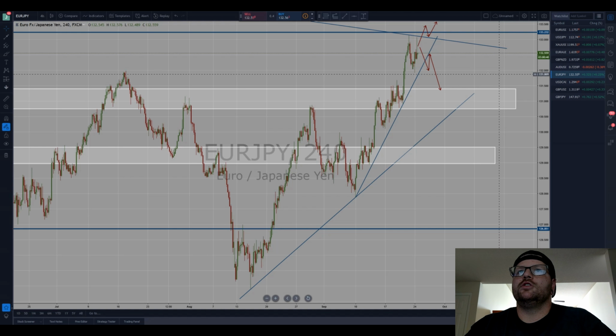Let it be known that EJ is bullish right now, though, so if you are selling EJ, it's more than likely going to be a pullback. Use Fibonacci retracement to set your take profits with that.